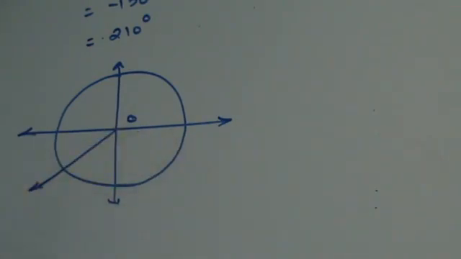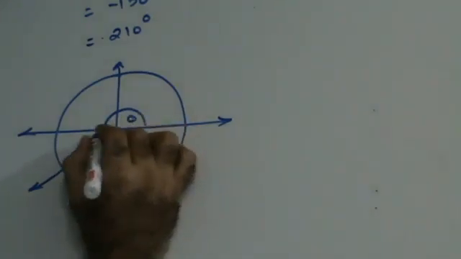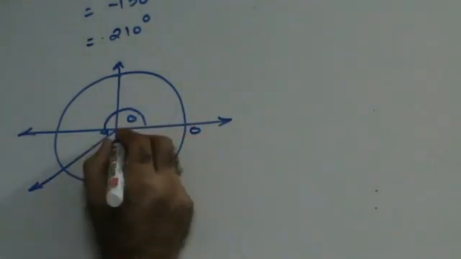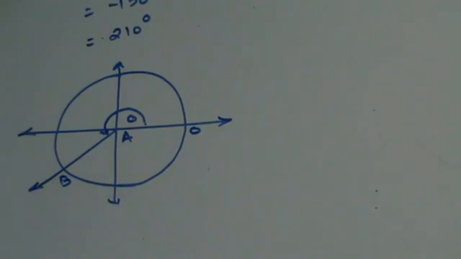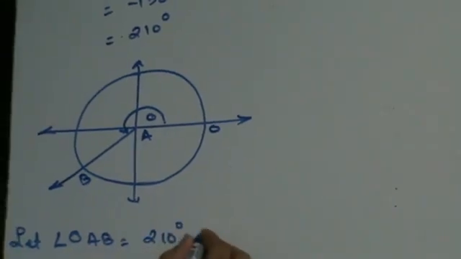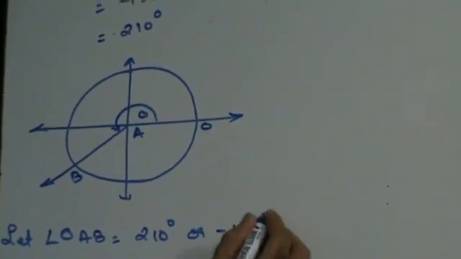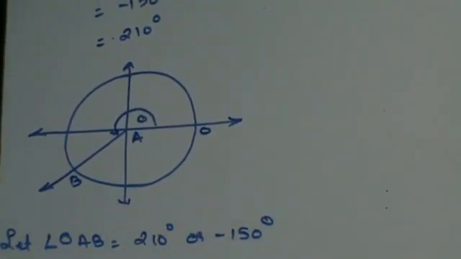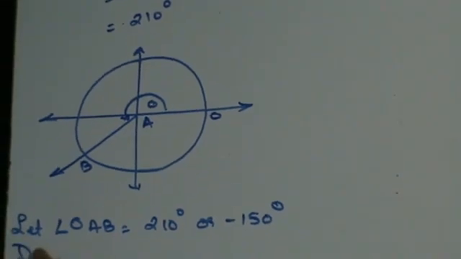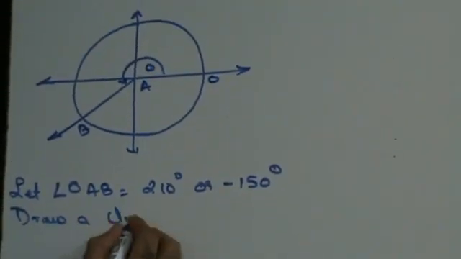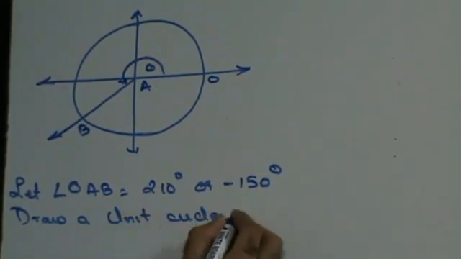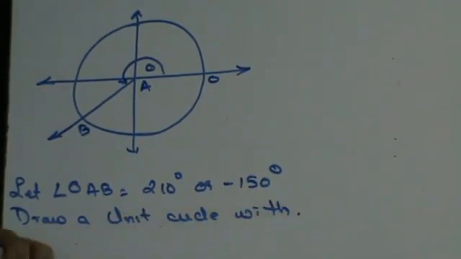This is going to be 210 degrees. Right? O, A, B. So you will say let angle OAB equal to 210 degrees, or it is also minus 150 degrees. Minus 150 degrees is nothing but 210 degrees. Now draw a unit circle with O as the center.